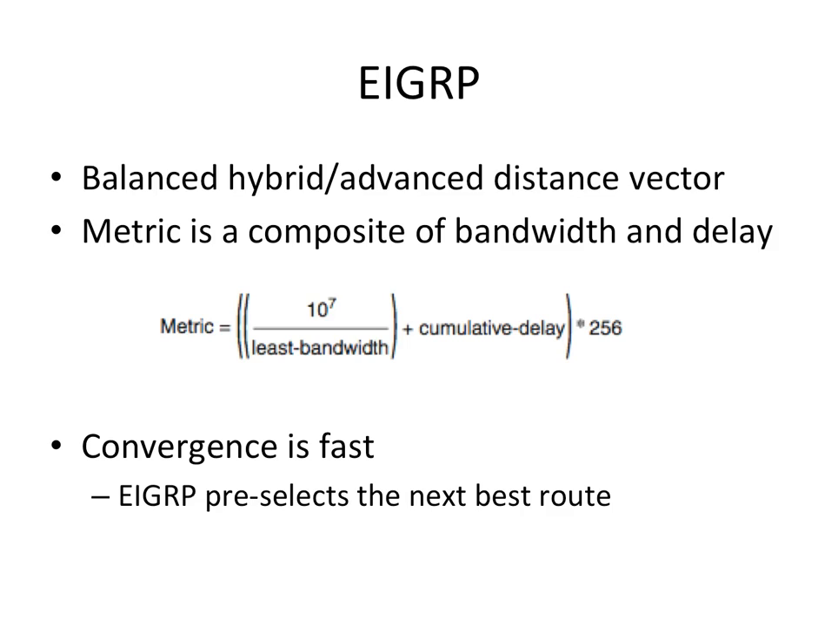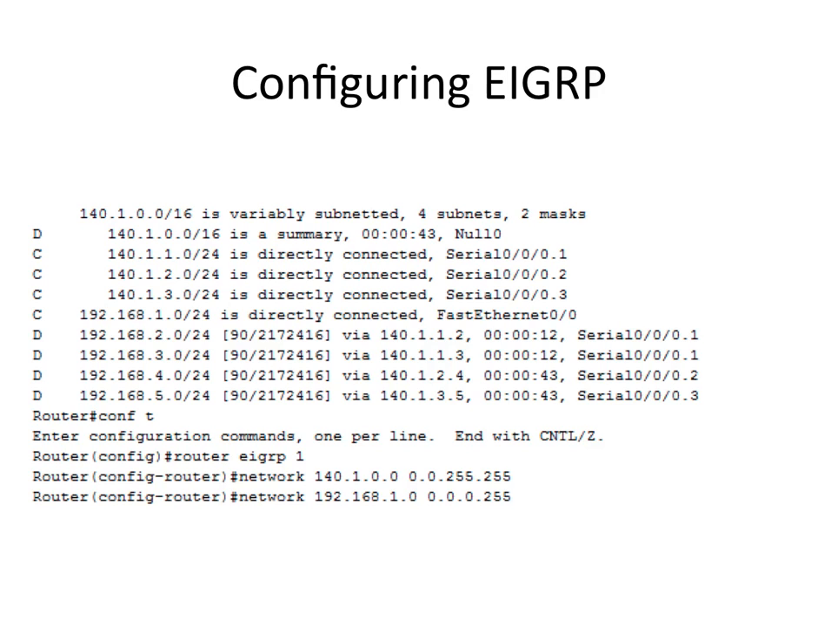Convergence for EIGRP is fast. In many cases, it pre-selects the next best route. So it already knows what it's going to do if a route fails. So it's like, oh, hey, that link went down that I was sending traffic out. I need to start sending it out this other side. And it's fast.